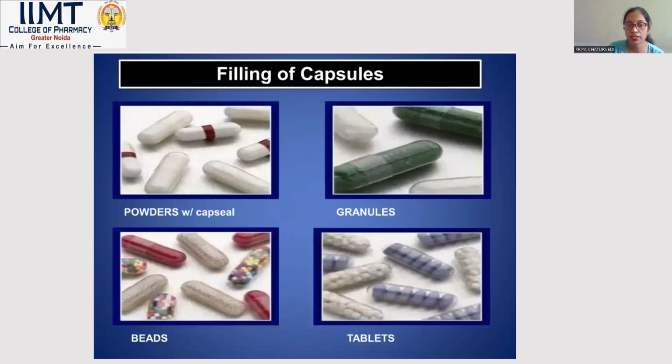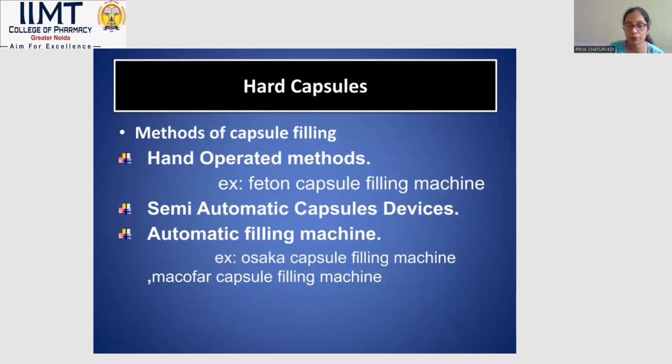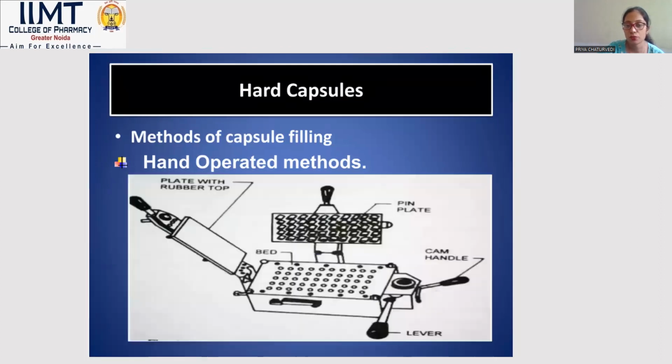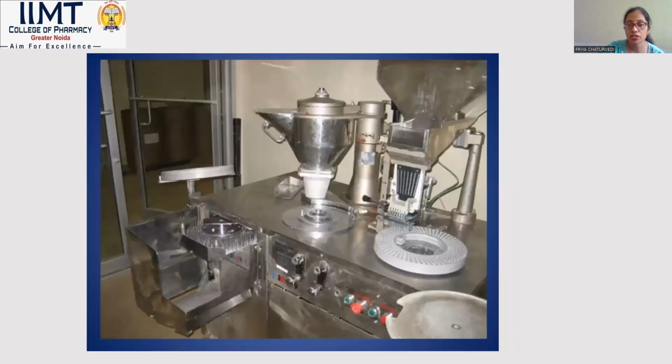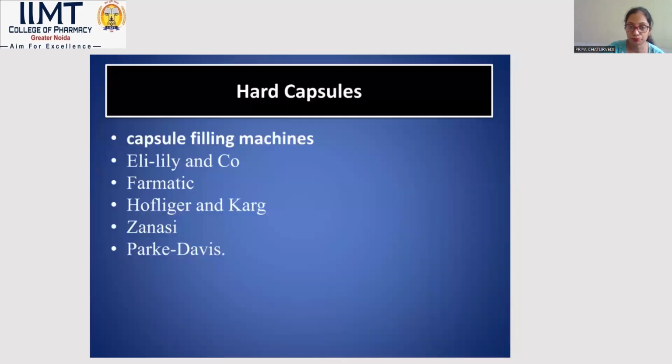This is the filling of the capsule. Powders are filled, also granules, beads, and tablets. Now, the hard capsule. Methods of capsule filling. First is the hand-operated method. Second is the semi-automatic capsule device. And third is the automatic filling machine. Here you can see the hand-operated method, which is always available in the lab. This is the semi-automatic machine and this is the automatic machine.